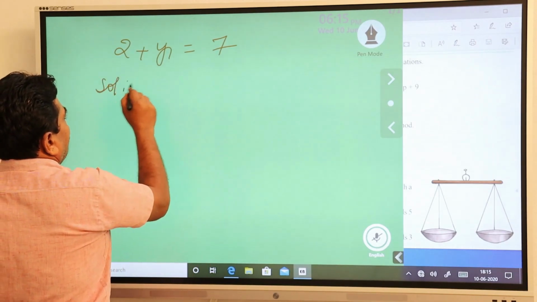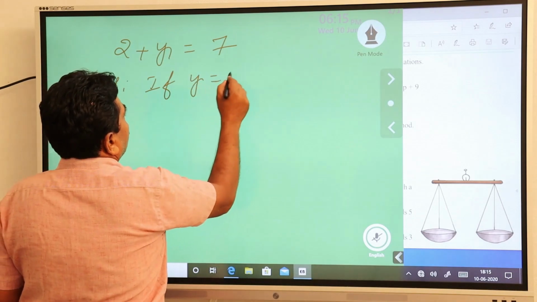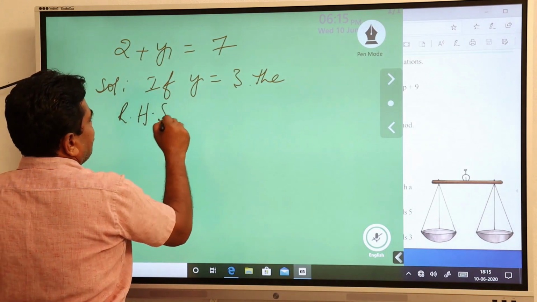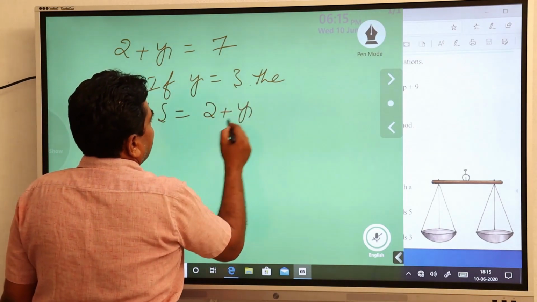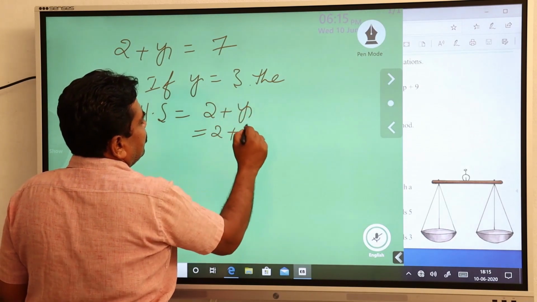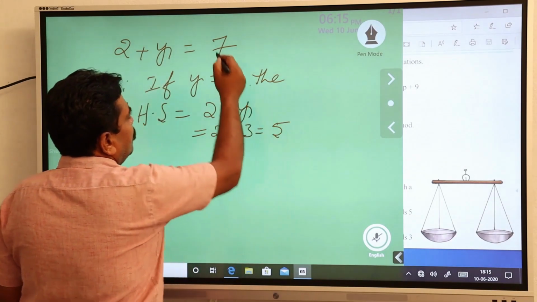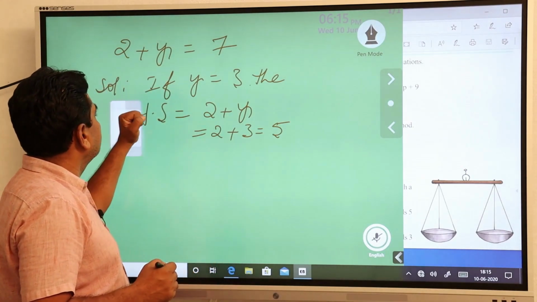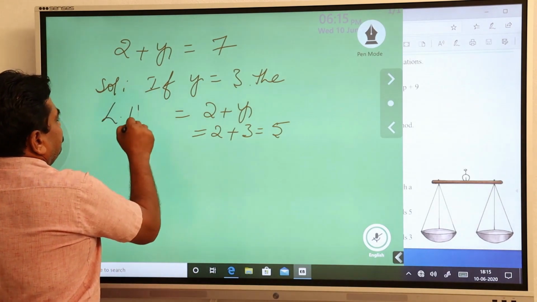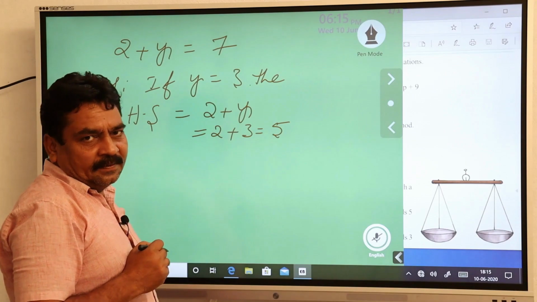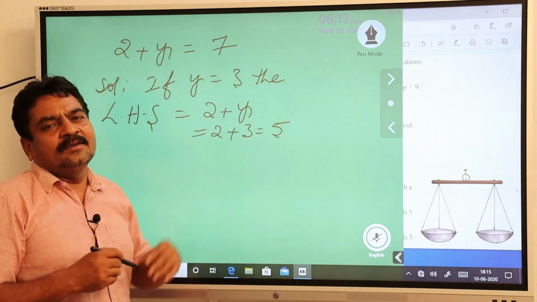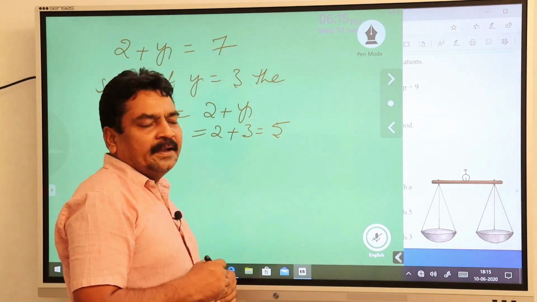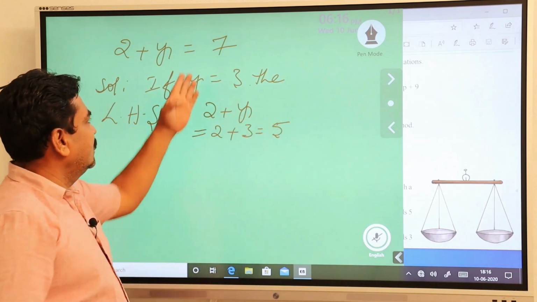Solution: if y is equal to 3, then LHS is equal to 2 plus y. So 2 plus y, with y as 3, is equal to 5. Sorry, this is your LHS, right? LHS is equal to 2 plus y. We have taken y is equal to 3; if you add that 3 along with 2, you are getting 5, which is not equal to its RHS, that is 7.